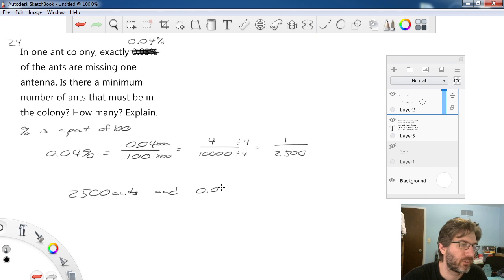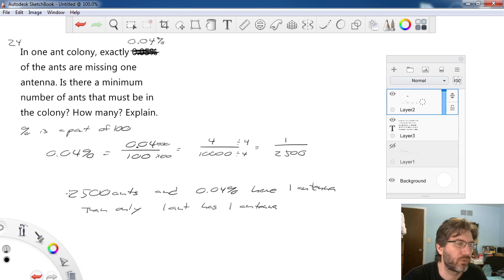and 0.04% have one antenna, antenna singular, then only one ant has one antenna. And that's the smallest number there could be then.